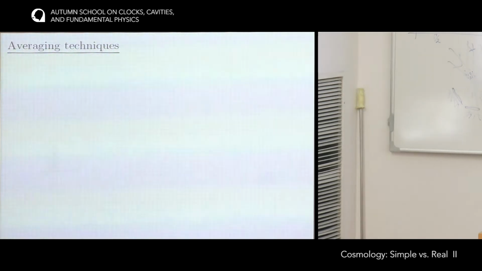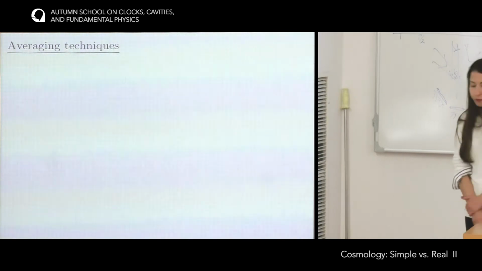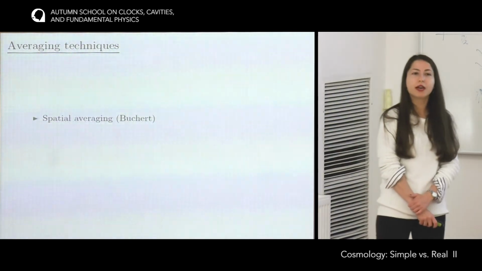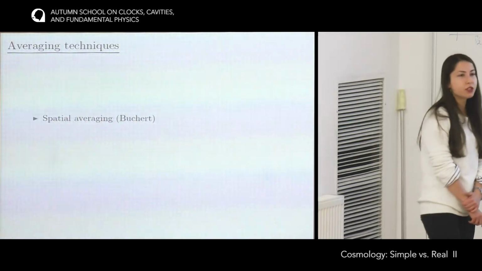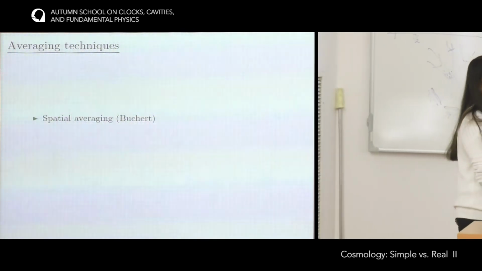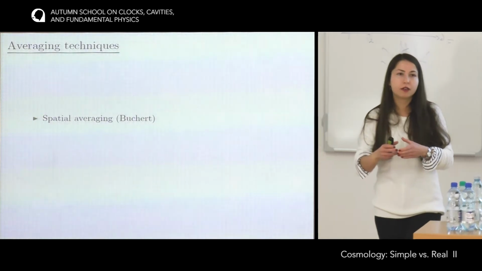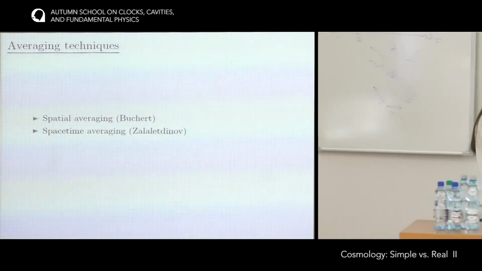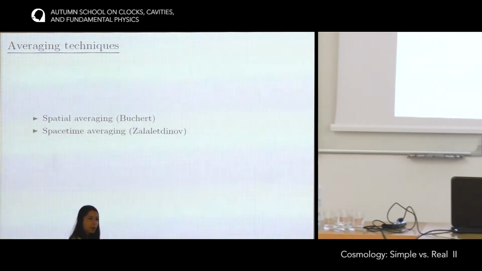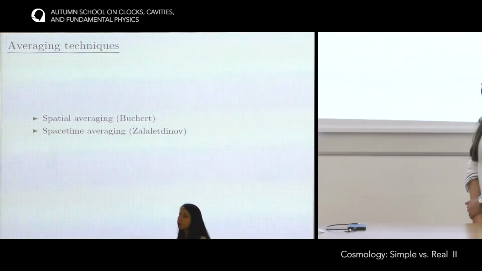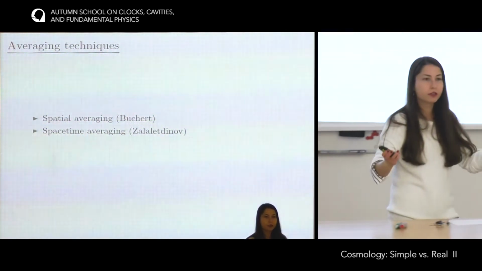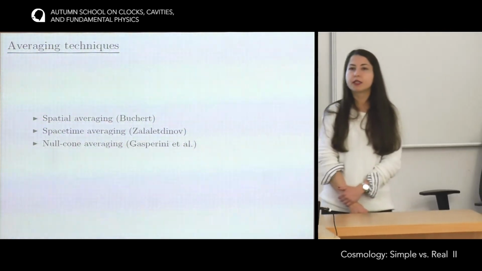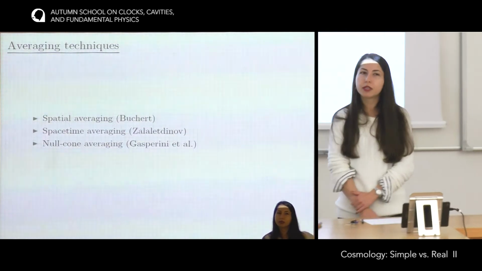So I'll briefly talk about the averaging techniques now. The most famous one that we have is the Buchert spatial averaging. That is the spatial averaging of scalars over your domain. And then there's a covariant approach of Zalaletdinov. That is the space-time averaging, so your volume is the domain defined on the space-time itself. And then there's the null cone averaging introduced by Gasperini's team, and that was around 2011.